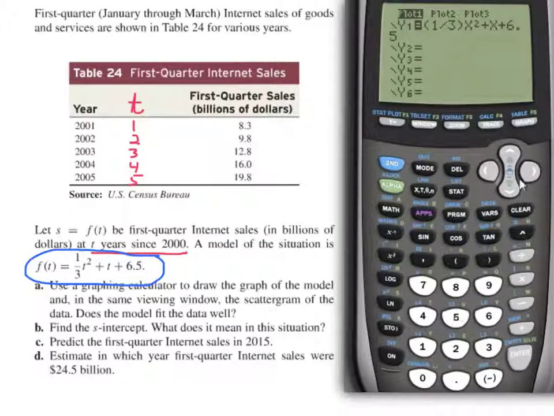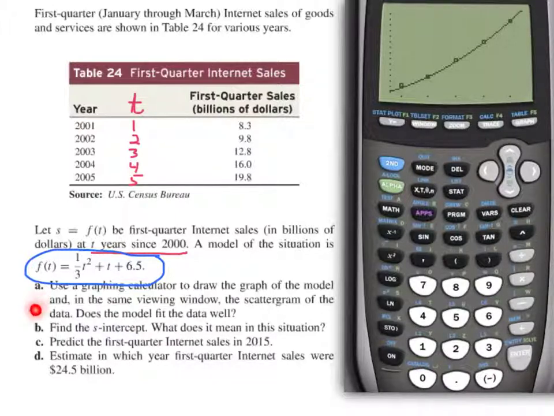And then once we've got that entered in, we just hit the graph key. And we can see our calculator graphs that model along with the scatter plot. And you see that is a pretty good model because the curve comes very close to all the points that are in the scatter plot. So we've answered A. We've used the graphing calculator to draw a model and the scattergram in the same window. And does the model fit the data well? Well, yes, it does, because we can see from our picture that the model fits the data very well.